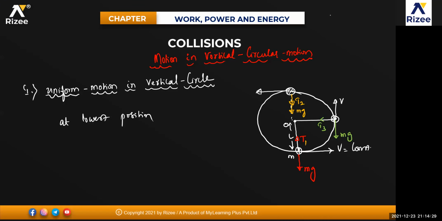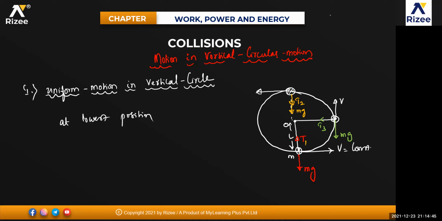So we are talking about what, beta? Motion in the vertical circular motion. The first example is uniform motion in the vertical circle. When a particle of mass m on a string of length L is moving in a vertical circle, the tension at the lowest position, highest position and horizontal position.